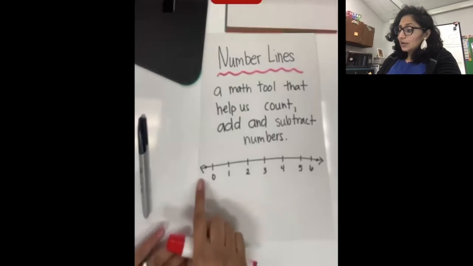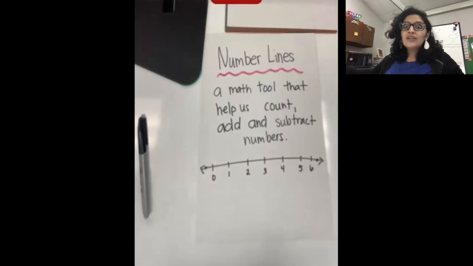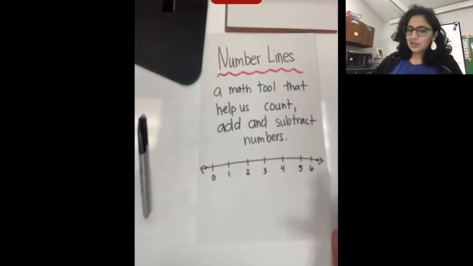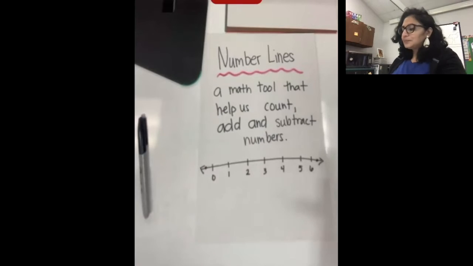The arrows mean that it keeps going forever. That's right. The numbers never stop. But my page stops, so I can't fit it all.